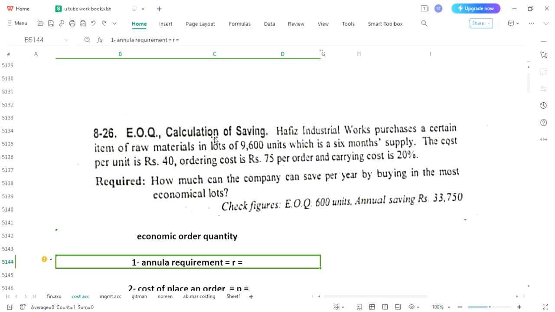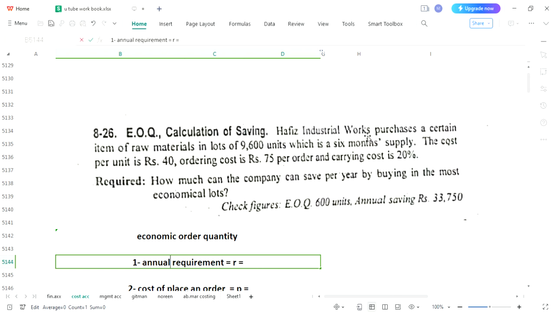So now we are going to start our question. Kindly keep it in mind. This annual requirement is what? The number of units needed for 1 year. This is annual requirement, and kindly keep in mind this amount would be used to calculate the number of units for the full year.